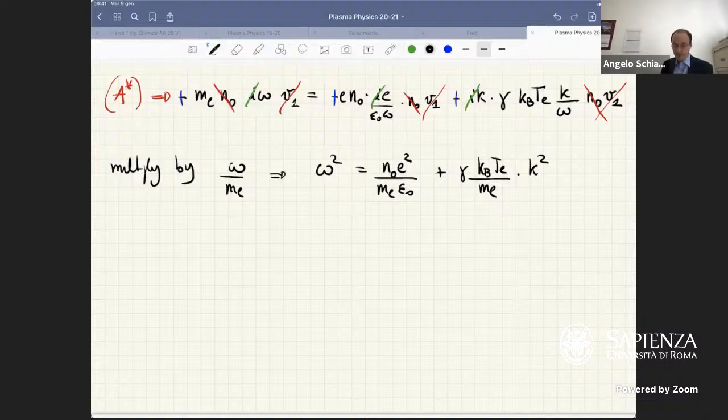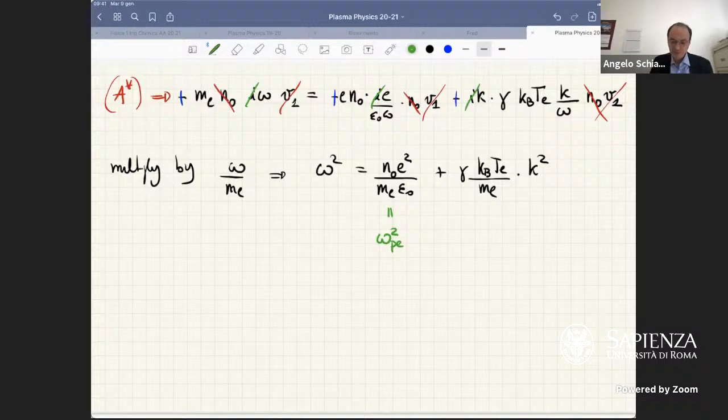So almost there. What we can observe is that the first term that we obtain is nothing else than the electron plasma frequency. Okay, so this is omega p squared. One of the first properties of plasma that you obtained at the beginning of our course. And this is the frequency of the electron oscillation in the plasma, called the plasma frequency.